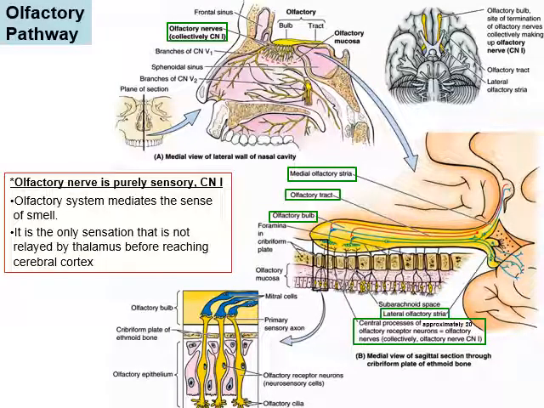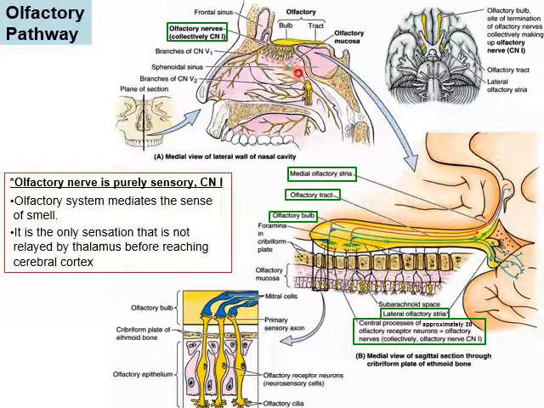Pathway. The olfactory pathway depends on the olfactory nerve. The olfactory nerve is a purely sensory cranial nerve number 1. This picture is an illustration of the lateral wall of the nasal cavity. And when you look at the lateral wall of the nasal cavity, you'll see at the roof of the lateral wall of the nasal cavity, the olfactory nerves are present.